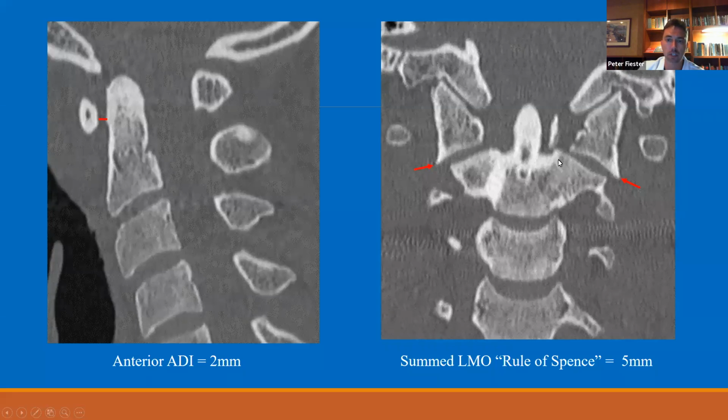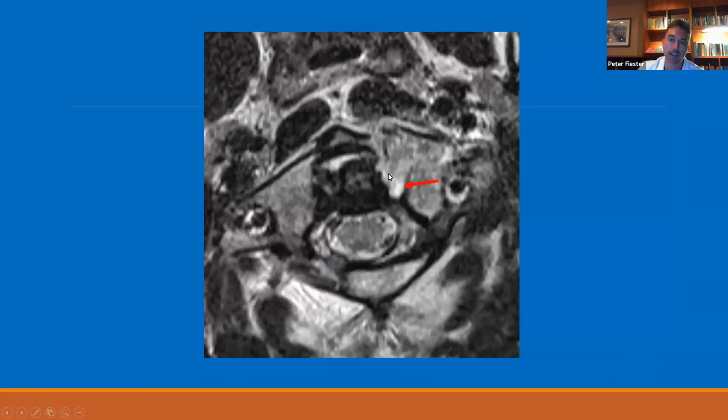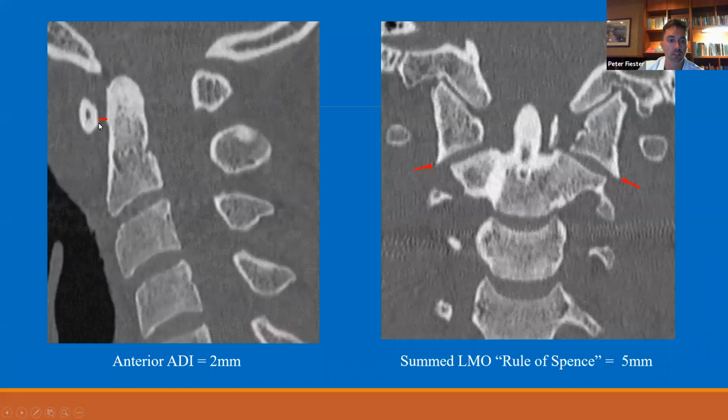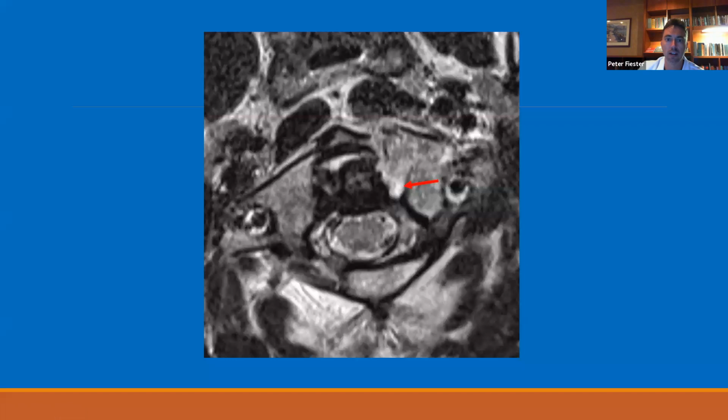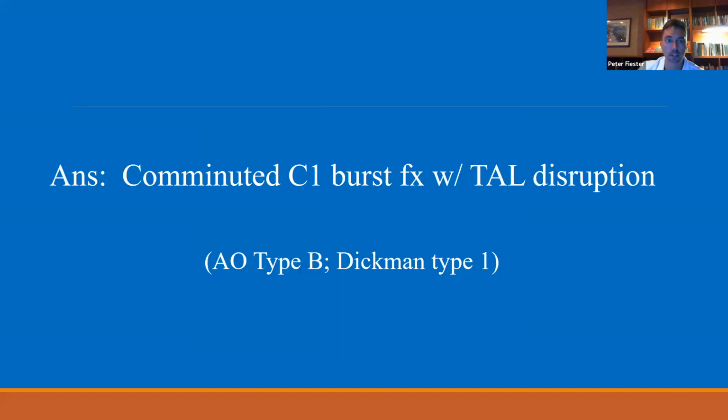The patient did end up getting a follow-up MRI, and they have a tear of their transverse atlantal ligament associated with it. So even though the CT doesn't suggest the transverse atlantal ligament is necessarily going to be torn, on MRI there's a tear in the transverse atlantal ligament. So, curious what you guys think about this: a comminuted C1 burst fracture with TAL disruption.